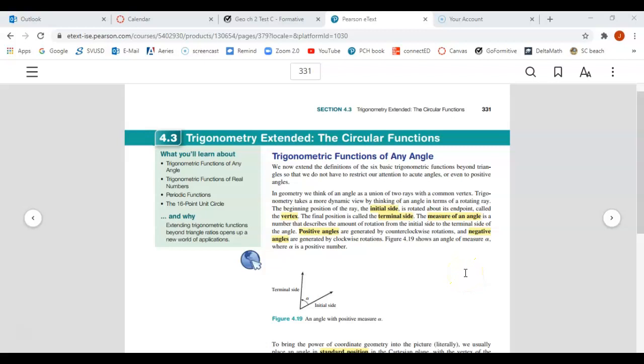So for section 4.3, we're going to split this up over 2 lessons, but I wanted to start out with a little vocab with you on page 331. Still likely something that you covered in Algebra 2, but let's just talk about the vocab to remind you of these things.